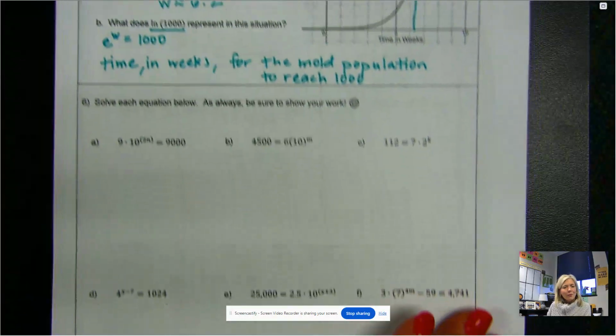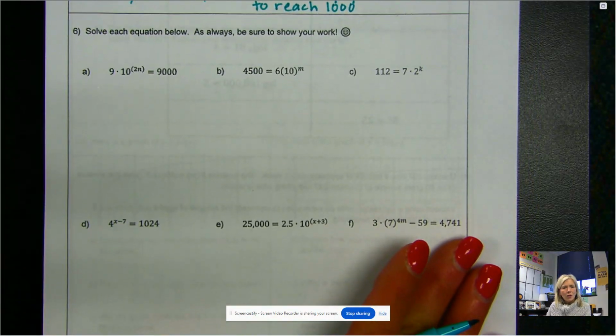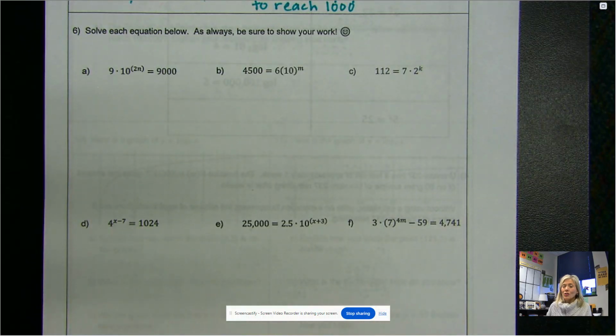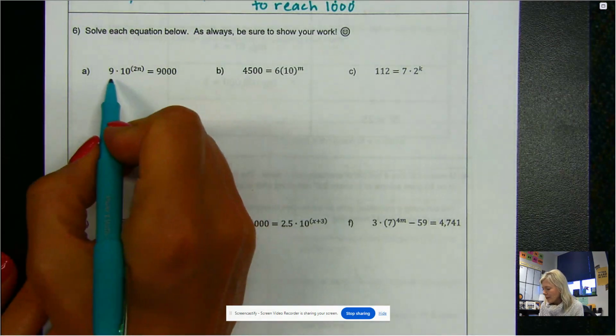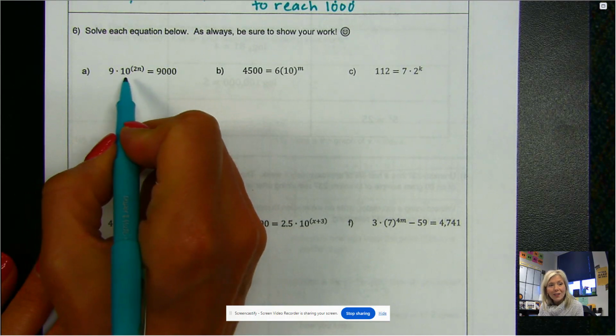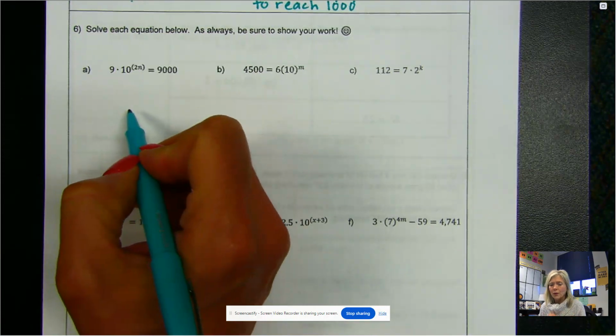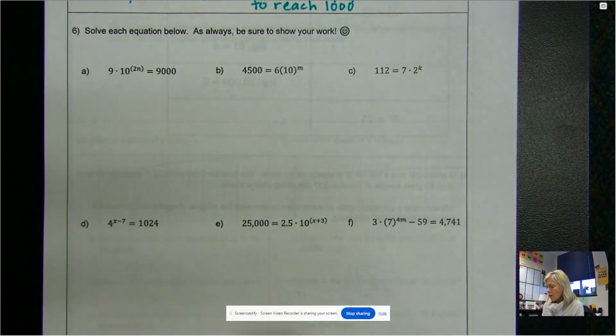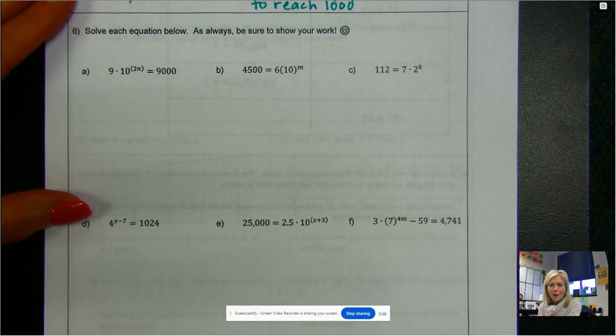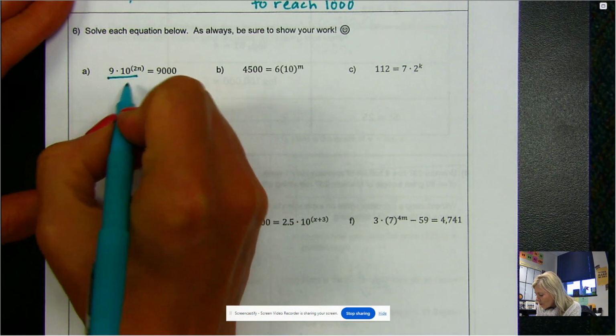All right, and then number 6, we just have a bunch of equations to solve. Be sure to show your work, and I cannot stress that enough. You guys like to do a lot of stuff in your head. You need to write it on the paper as well. Okay, so here we go. We've got kind of the same strategy every time. Isolate the base and exponent, switch to log form, and then solve. Or you can also switch to powers with the same base, which I think is what we're going to do for A after we divide both sides by 9.